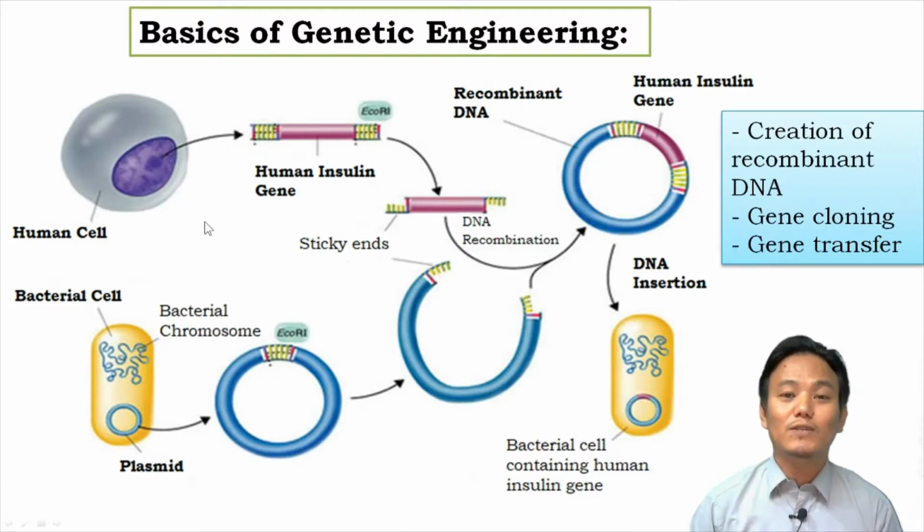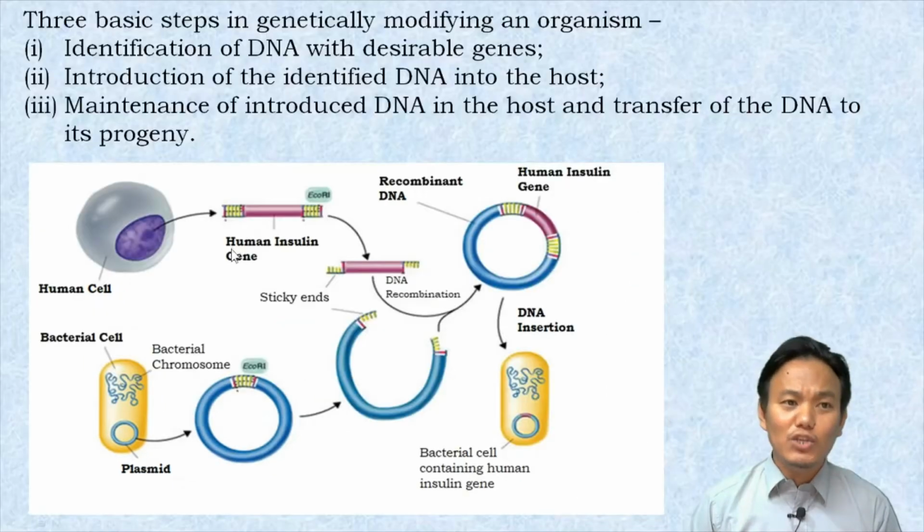So that is the basics of genetic engineering. And in short, the three basic steps in genetically modifying an organism are, first, identification of DNA with desirable genes. In this particular case, the gene of interest is the human insulin gene. We identified that particular gene, and then we introduce the identified gene into the host. This is the bacterial host. So we introduce the human insulin gene by use of a particular vector or plasmid DNA, by creating this recombinant DNA, and then we introduce it into the bacterial cell.